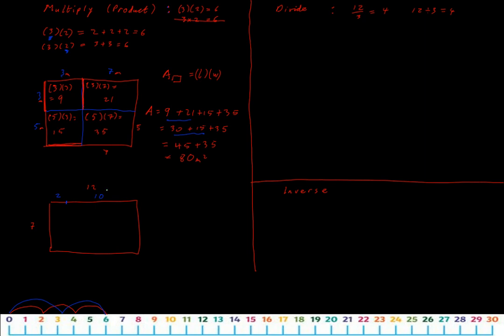So I can break up that overall length into 2 plus 10. And likewise, 7 is an awkward number to multiply, so I could break that up into 2 plus 5.